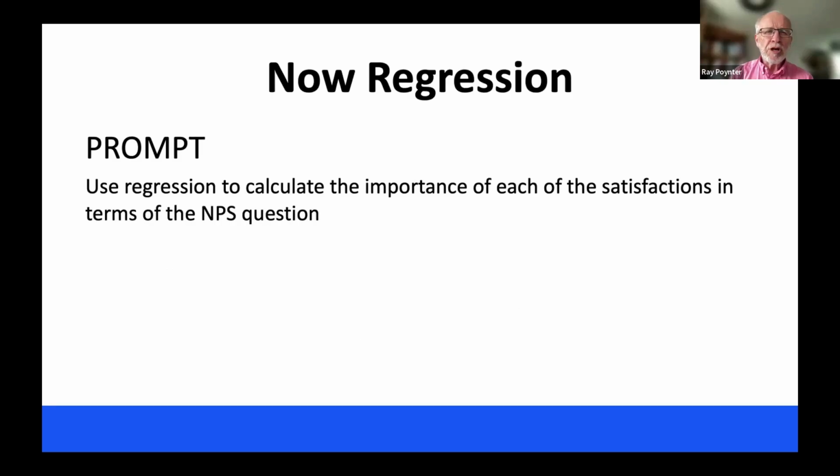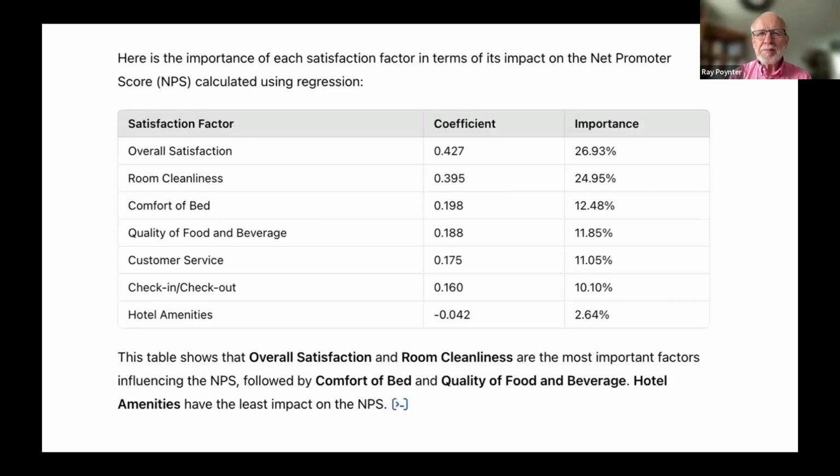Now let's look at regression. Use regression to calculate the importance of each of the satisfactions in terms of NPS question. And it comes back with the coefficients, and it then sums those to 100%, and it tells us which ones are the most important. And we see, again, room cleanliness coming out as very important. We see hotel amenities coming out as not important.